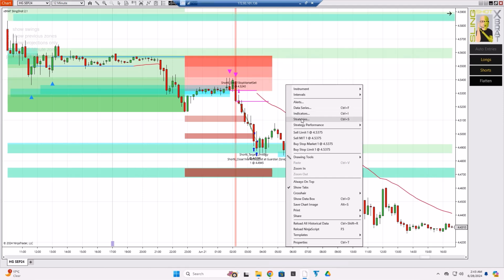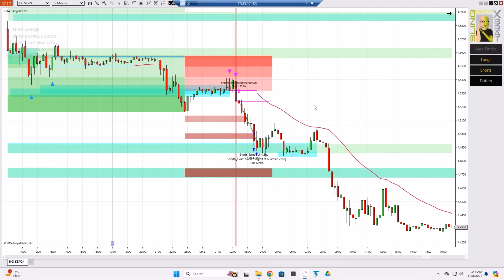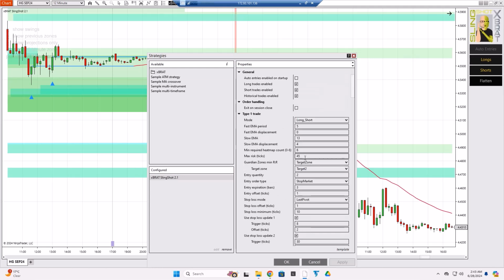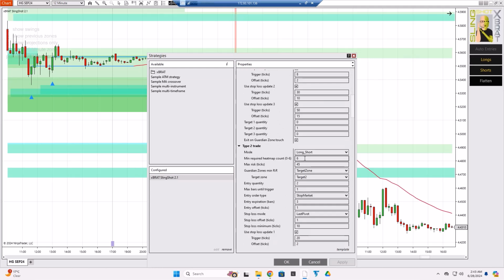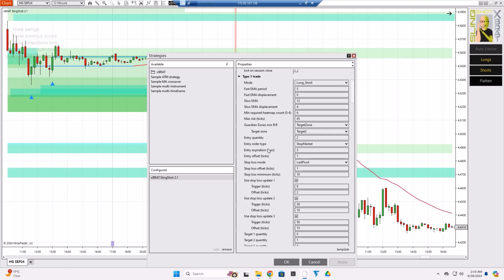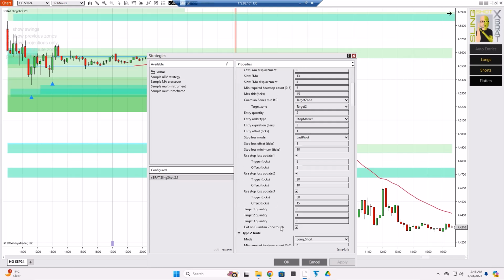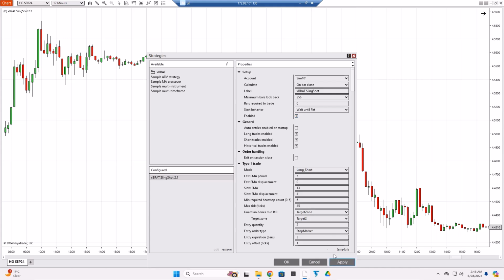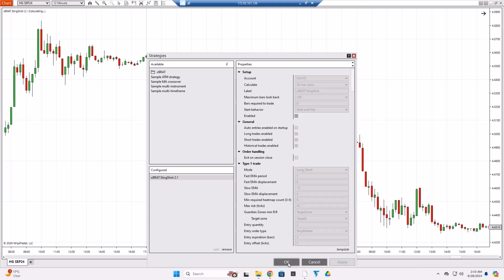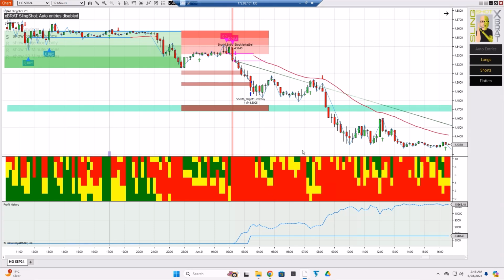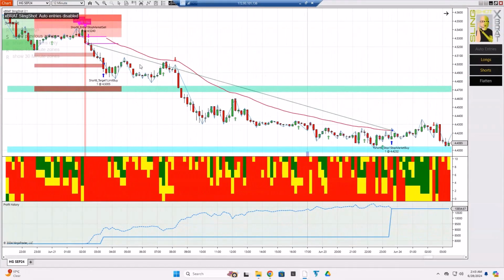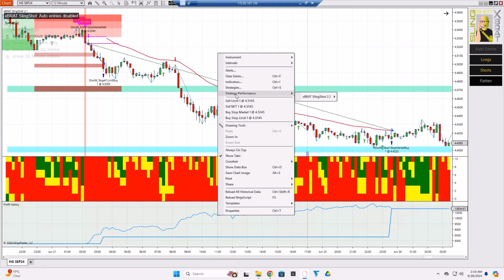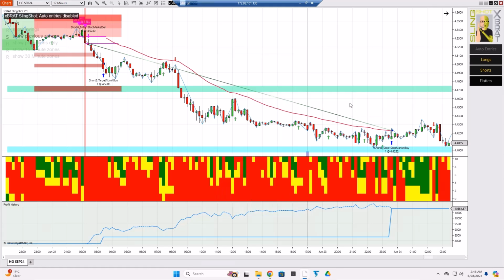So now I'm going to go to strategies and on type 1 trade here, you can see where there's an exit on Guardian Zone Touch. Let's just disable that. Let's see if once we get a runner it powers through those support and resistance zones. So you can see now this trade would continue all the way down through the close to this point here. Really long trade. So now let's look at that strategy performance report.